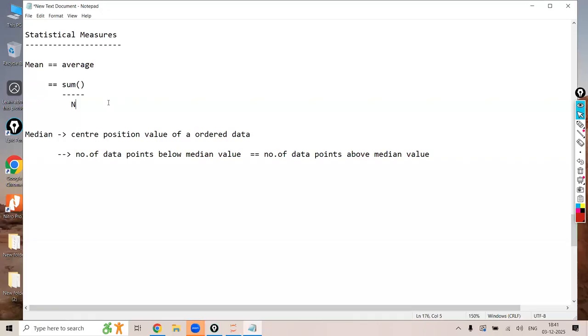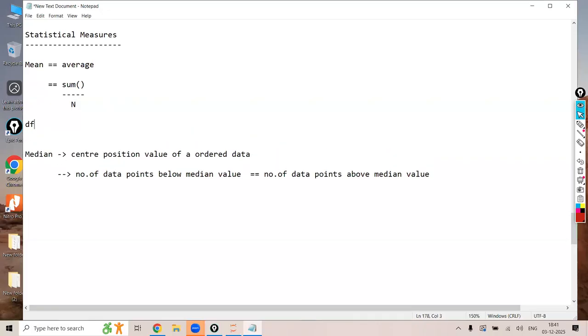Now, to calculate this in Python: first you select the column. For whichever column you want the mean, select the column dot mean. That gives the mean value of the column. Similarly, if you want the median, df of column dot median. It will give the median of that particular column.